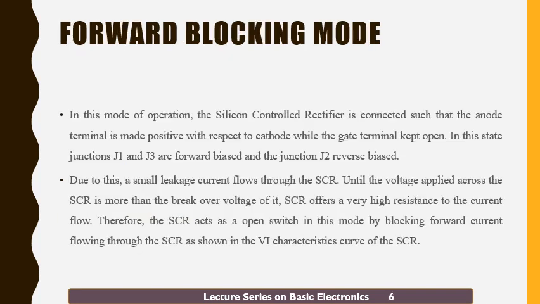In the forward blocking mode, in this mode of operation, this SCR is connected in such a way that the anode terminal is made positive with respect to cathode and the gate terminal is kept open. In this state, junction J1 and J3 are forward biased, J2 is reverse biased. Due to this, a small leakage current flows through the SCR as we have seen in the characteristics. Until the voltage applied across the SCR is more than the breakover voltage of it, SCR offers a very high resistance to the current flow. Therefore, the SCR acts as an open switch in the forward blocking mode.